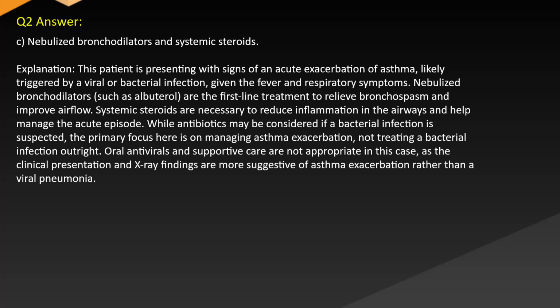Explanation: this patient is presenting with signs of an acute exacerbation of asthma, likely triggered by a viral or bacterial infection. Given the fever and respiratory symptoms, nebulized bronchodilators such as albuterol are the first-line treatment to relieve bronchospasm and improve airflow. Systemic steroids are necessary to reduce inflammation in the airways and help manage the episode. While antibiotics may be considered if a bacterial infection is suspected, the primary focus here is on managing asthma exacerbation, not treating a bacterial infection outright.